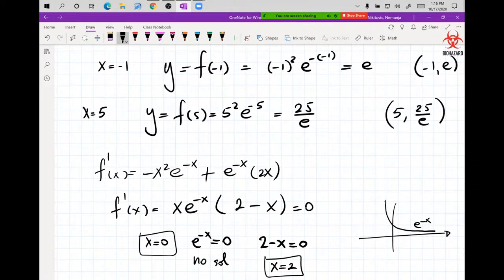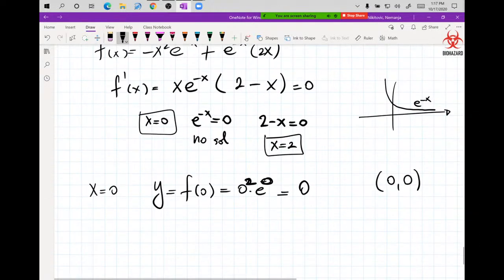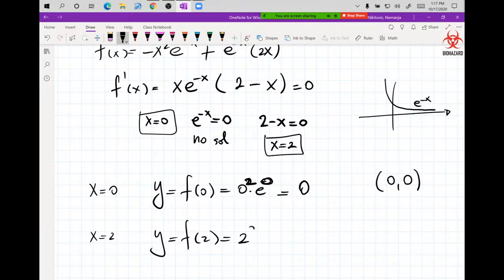Both of these are positive numbers. One was about 3 in value, the other one is about 8 in value. I don't care exactly to the 16th decimal what they are. It's good enough because 3 and 8 are both bigger than 0. So I don't really care if it's 7.9 or 8.334, whatever. It's about 8. And now I have x equals 2 to compute, which is f of 2. That's 2 squared times e to the negative 2. And that is going to work out to be 4 over e squared.